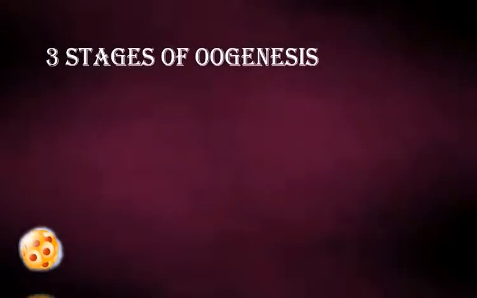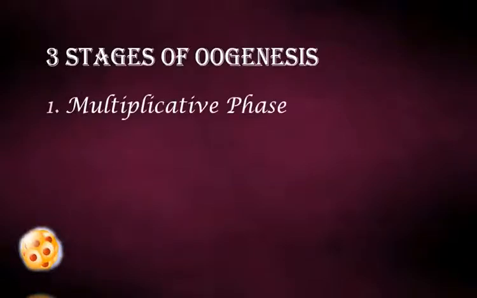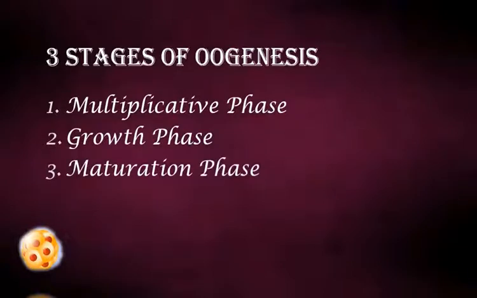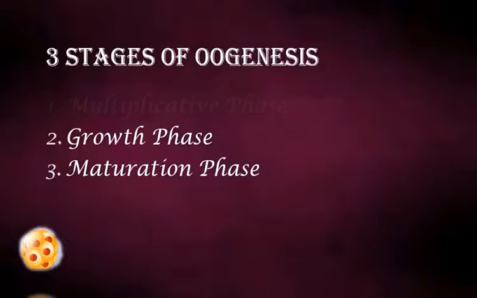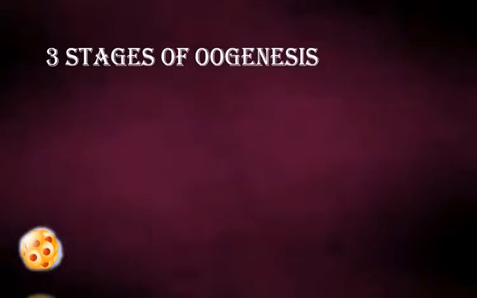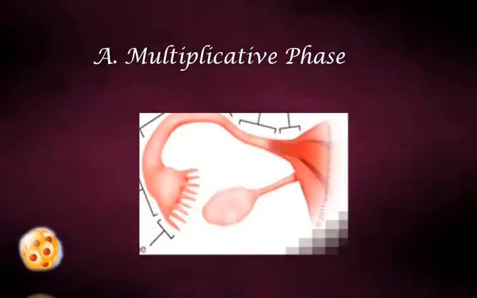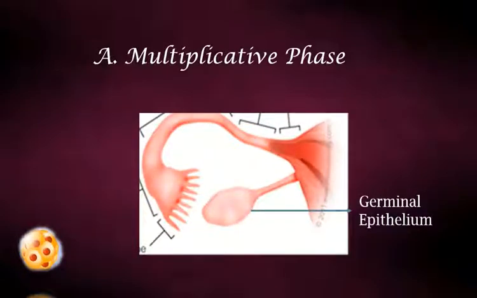Now, oogenesis comprises three stages, just like spermatogenesis: the multiplicative phase, the growth phase, and the maturation phase. First we'll start with the multiplicative phase. We studied that the ovary has germinal epithelium on the outside.